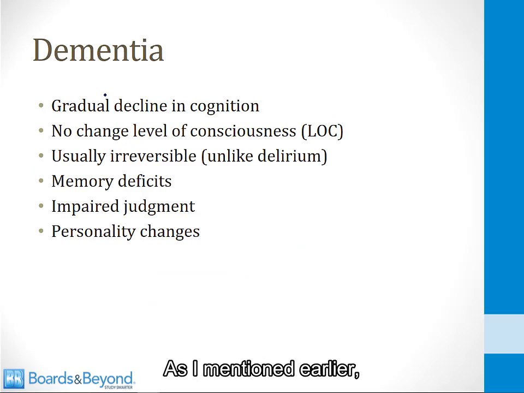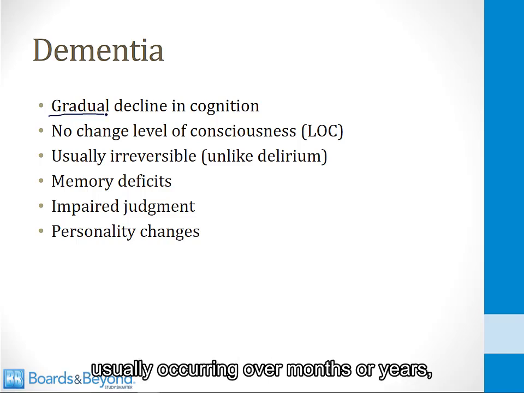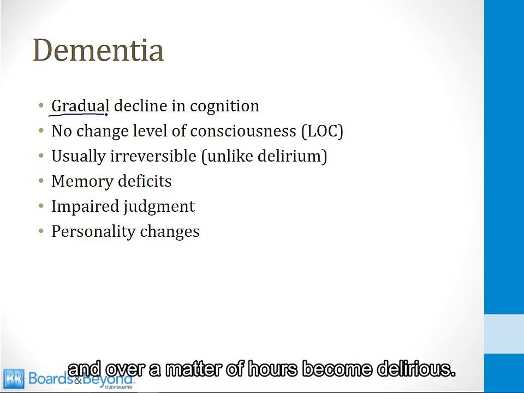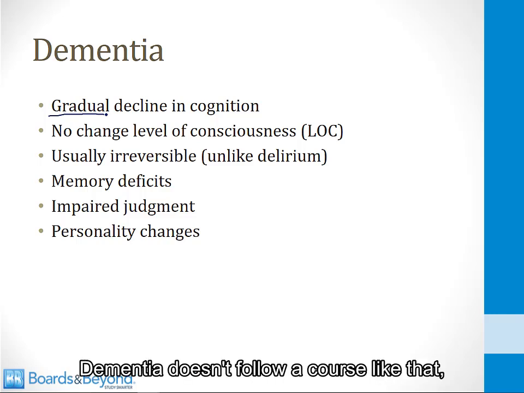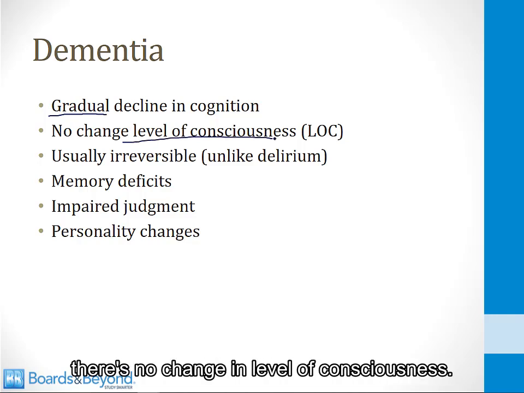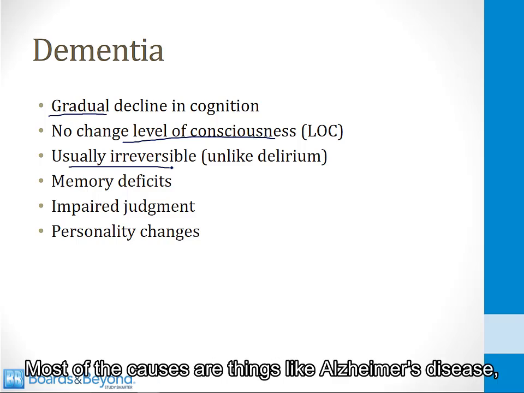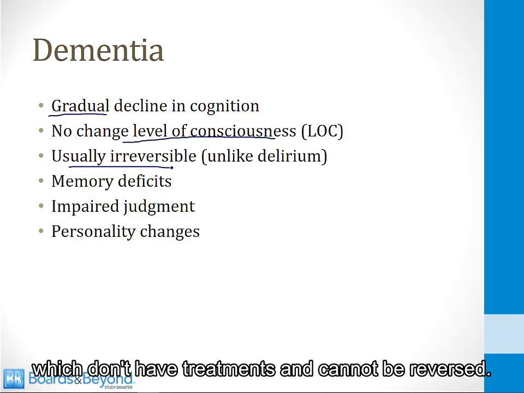As I mentioned earlier, in dementia, the decline in cognition is gradual, usually occurring over months or years. And this is in contrast to delirium. You may develop a fever and over a matter of hours become delirious. Dementia doesn't follow a course like that. It occurs very slowly over time. In addition, with dementia, there's no change in level of consciousness. Patients who are delirious can sometimes slip in and out of consciousness, but you won't see that in dementia. And also in contrast to delirium, dementia is usually irreversible. Most of the causes are things like Alzheimer's disease, which don't have treatments and cannot be reversed.